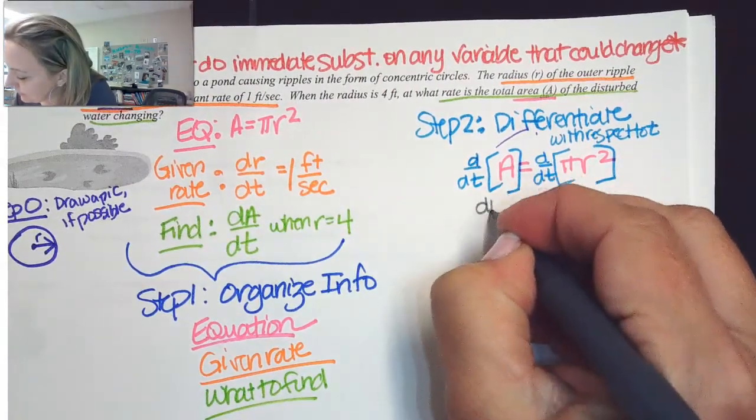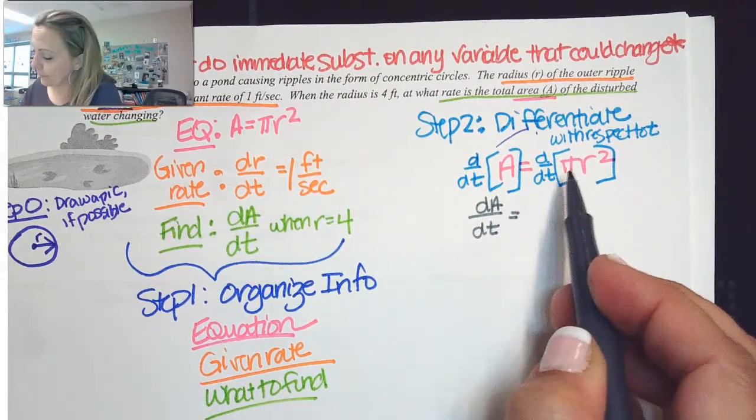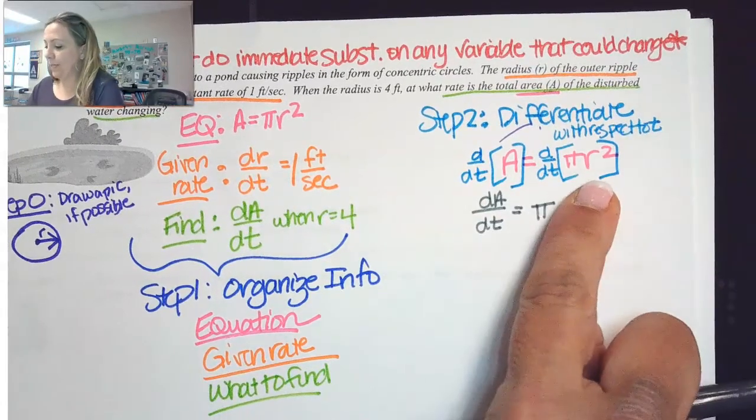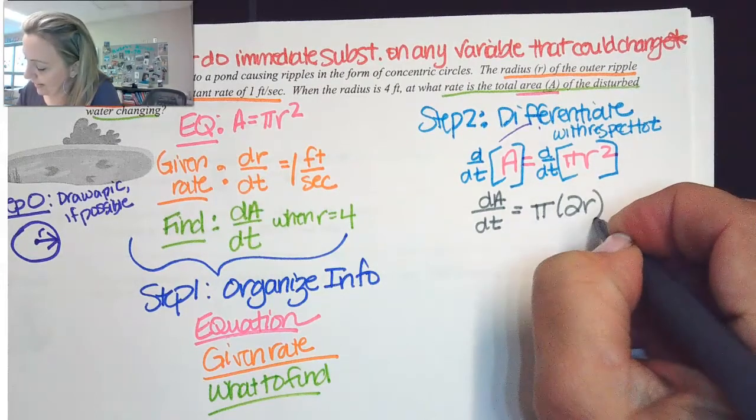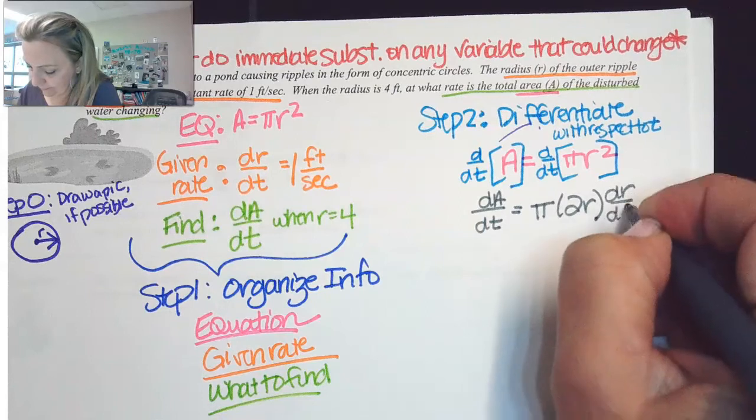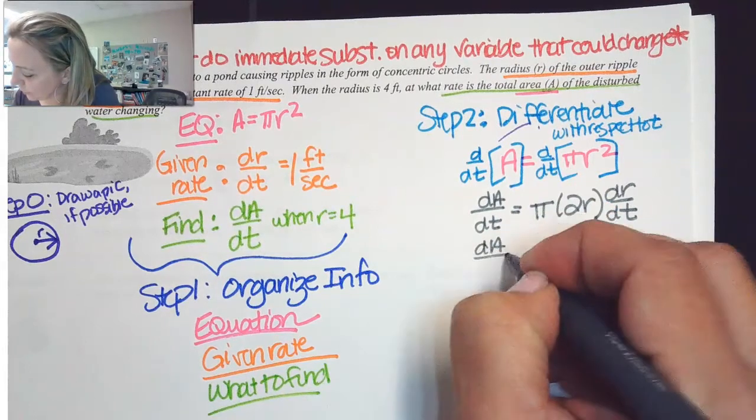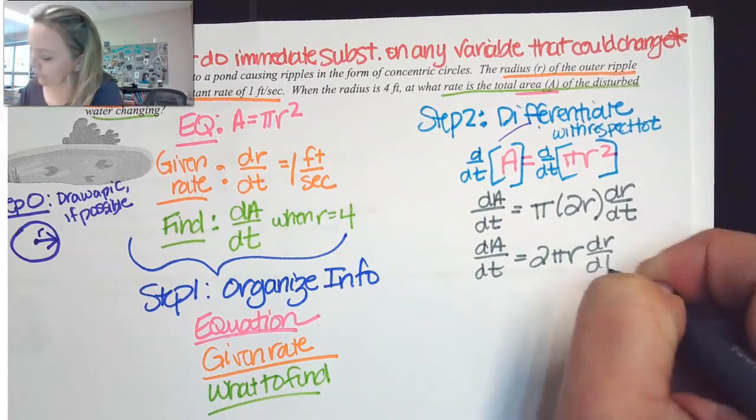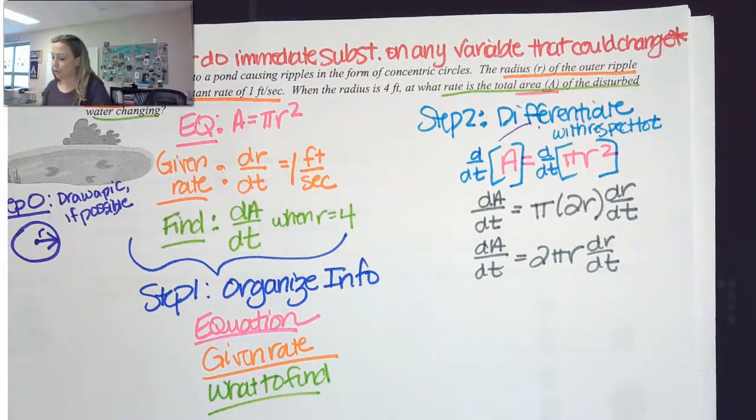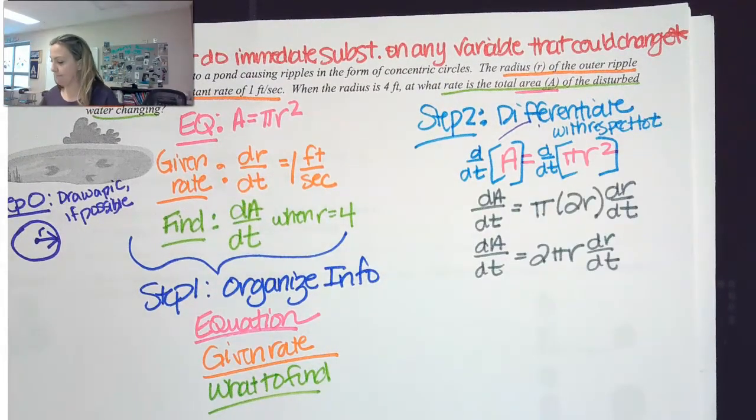Then let's see what we end up with from what we've learned about implicit differentiation. Here this just becomes dA dt. And then pi is a constant, so we can pull the constant out. Now we want to differentiate r squared with respect to t. So that's going to be 2r and then dr dt. Then, you know me, I'm going to make it look a little bit nicer. So I'm going to rewrite that as 2 pi r dr dt. So that's step 2, to differentiate with respect to t. Okay. So step 0, draw a pic if possible.